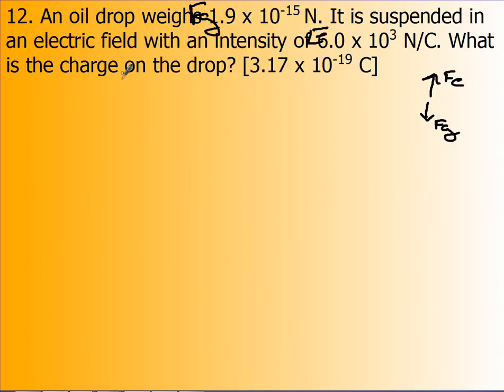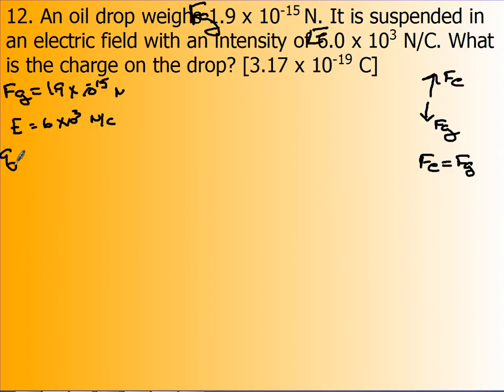And now there's got to be an electrostatic force going up. So we're looking for the charge. So the Fe has to equal Fg. This is what we're doing here. So the weight is 1.9 times 10 to the negative 15 newtons. You have an electric field of 6 times 10 to the third newtons per coulomb. And we want the charge. Let's see how we can do this. I'm looking for Q.